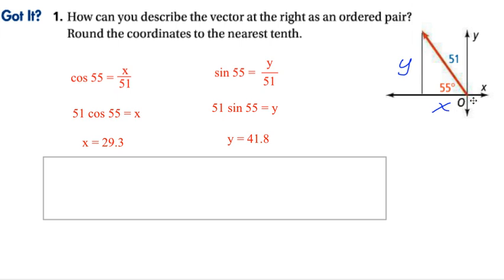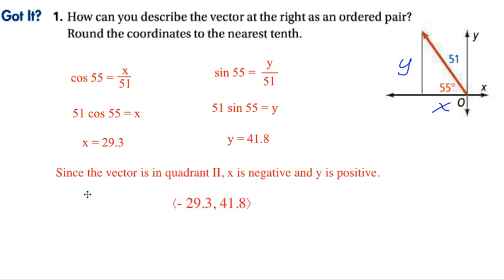Well, can you tell here which of these variables, if either of them, are negative? Well, in quadrant 2, x is negative, right? We go to the left, which is a negative direction for x, and then we go up, which is a positive direction for y. So in this case, x is going to be negative and y is positive, and our vector is represented as such.